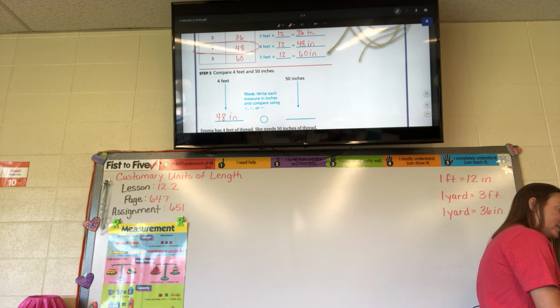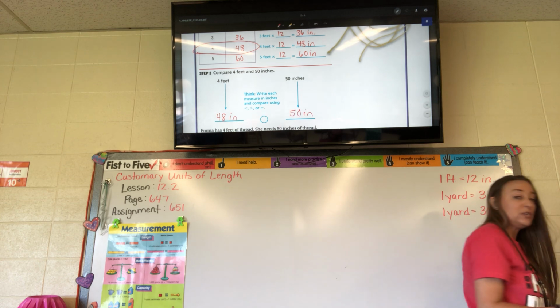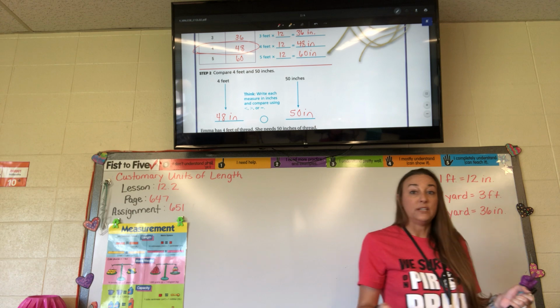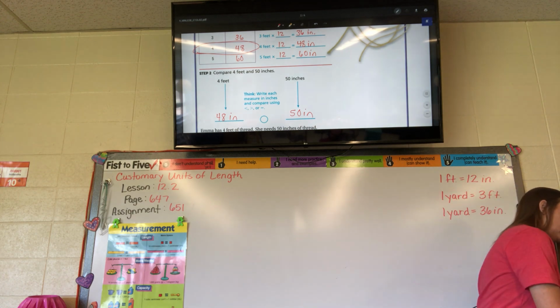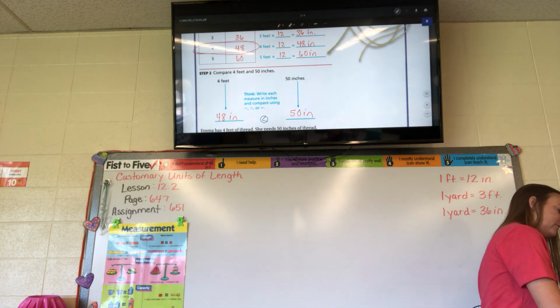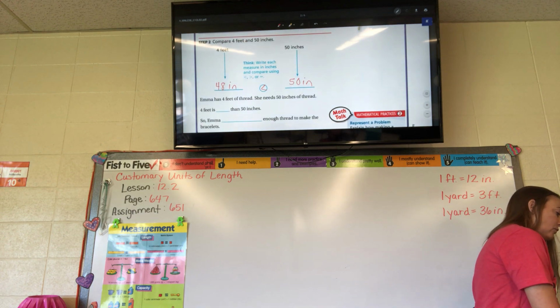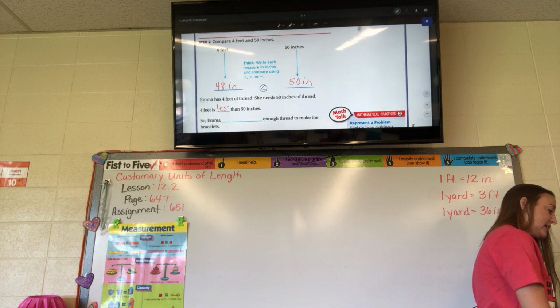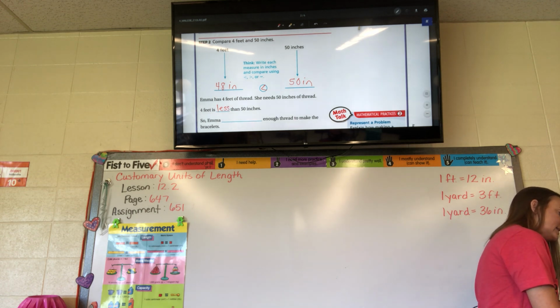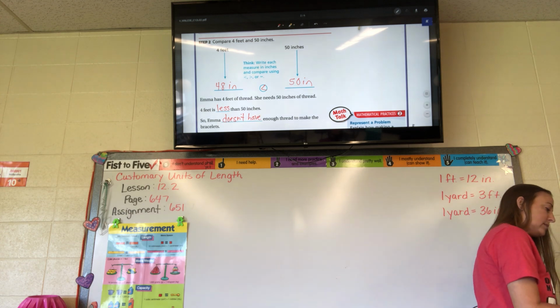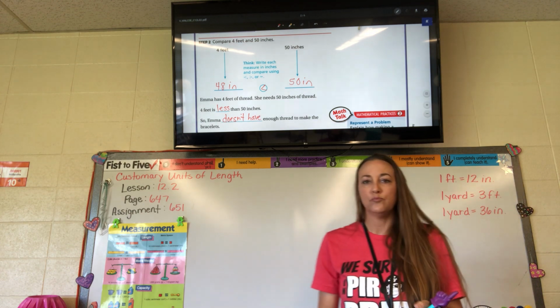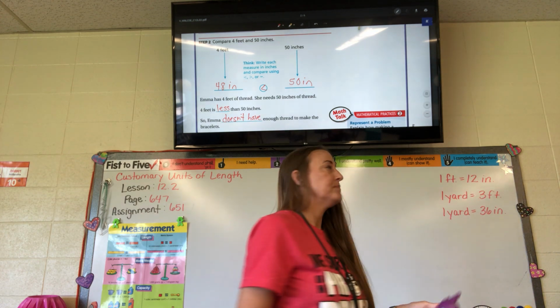Well, 50 inches is 50 inches. So which one's greater, 48 or 50? Well, 50 is greater, so 48 inches is less than 50 inches. So 4 feet is less than 50 inches. So Emma doesn't have enough thread to make the bracelets. Poor Emma. She needs to go to the store and buy some more thread.